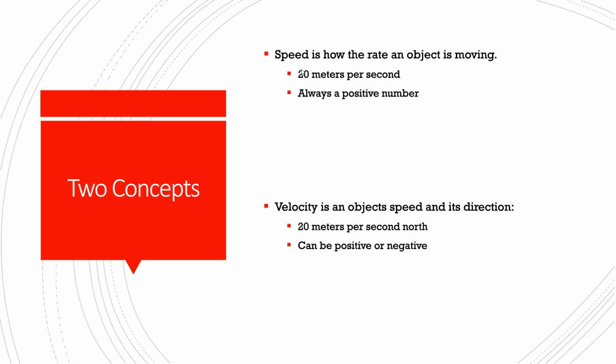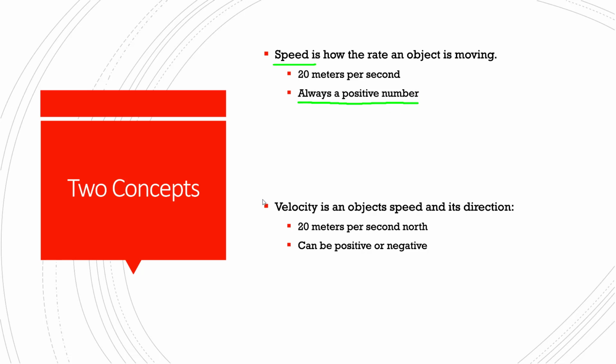Once we have a frame of reference, we have two big ways that we look at motion. The first one is speed, which is how fast something is going. So is it going 1 meter per second? Is it going 10 centimeters per second? Is it going 100 miles per hour? That's speed. And that's always a positive number, because even if you're going backwards, you're still going 20 miles per hour.